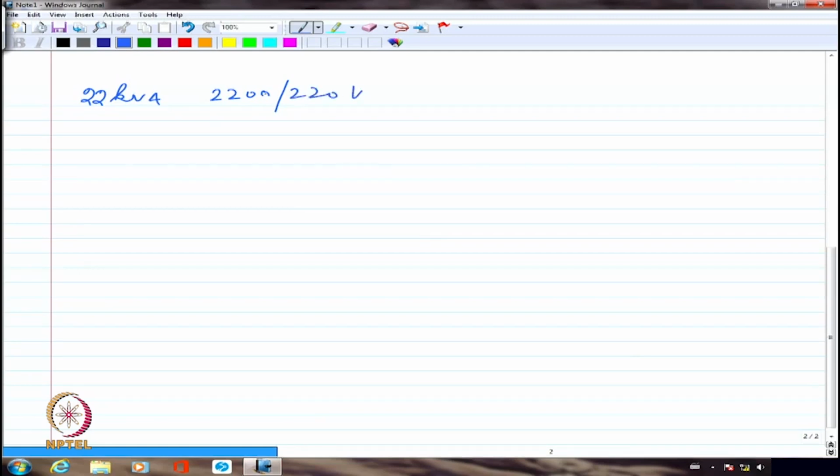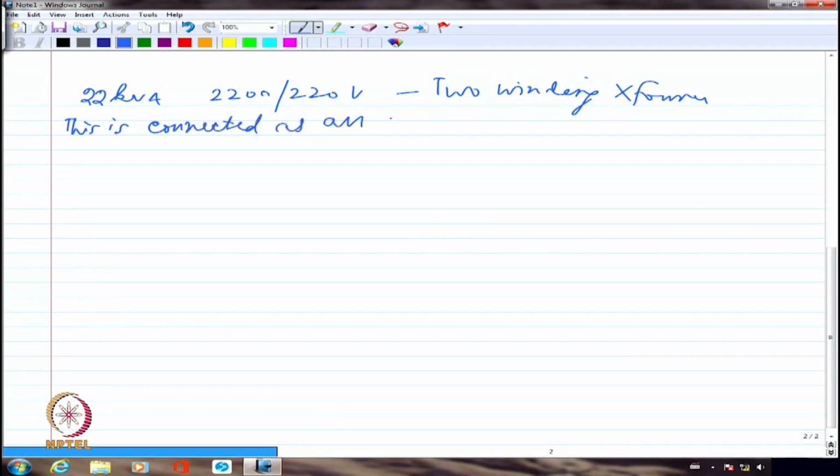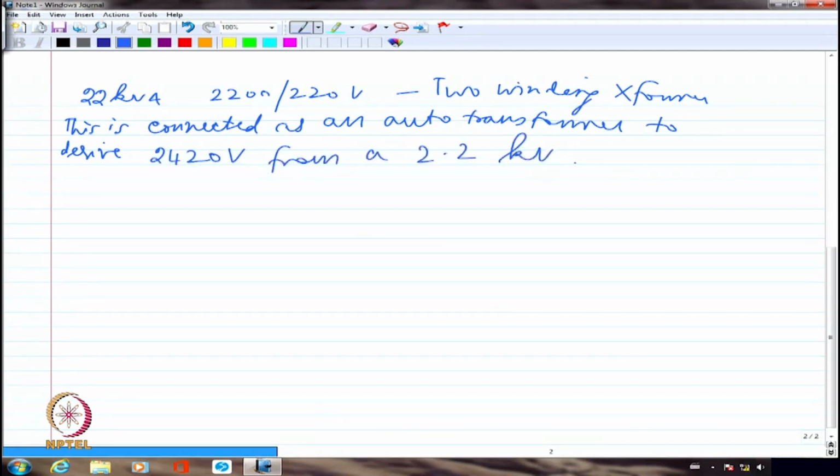But this is connected as an auto transformer. To derive, let me add these two voltages. How much is it? 2200 plus 220, 2420. 2420 volts from a 2.2 kV supply or mains. So I am trying to connect this using this auto transformer, rather two-winding transformer. I am trying to connect it as an auto transformer to derive this voltage.